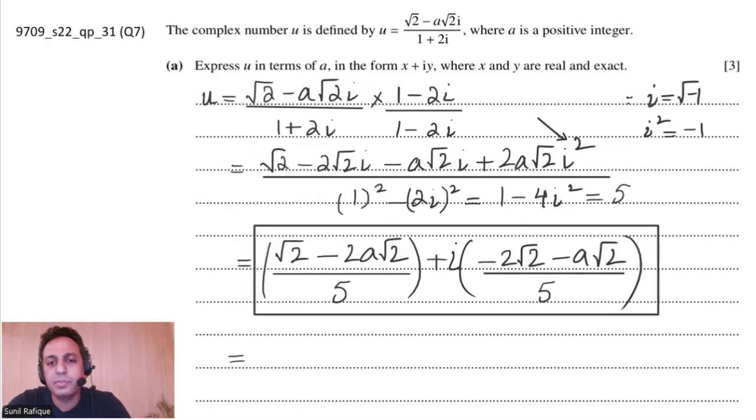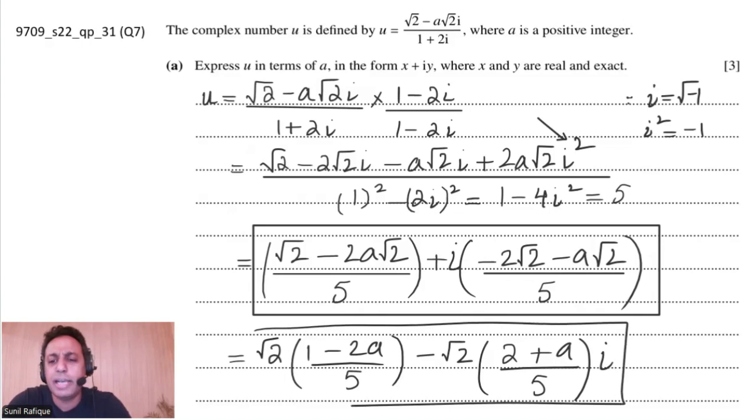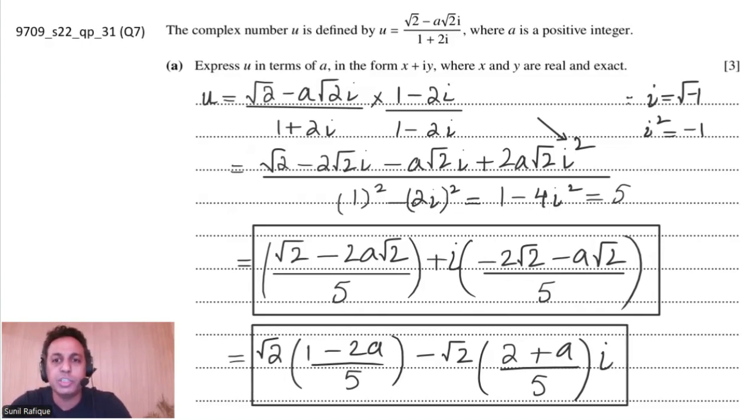This can be your final answer for part A, but if you want to further factorize it, let's take out the common square root 2, and it's going to look like 1 minus 2a divided by 5. And maybe you can write this as minus square root 2 times 2 plus a divided by 5 and iota. I just did it extra. Nowhere does it say that you need to give your answer in factorized form. Yes, it does say that you need to give your answer in real and exact form. So what does it mean by exact? You will keep the square root 2's as they are and the fractions. Don't turn them into decimals.